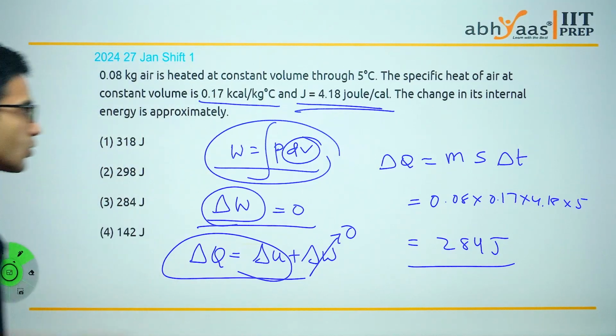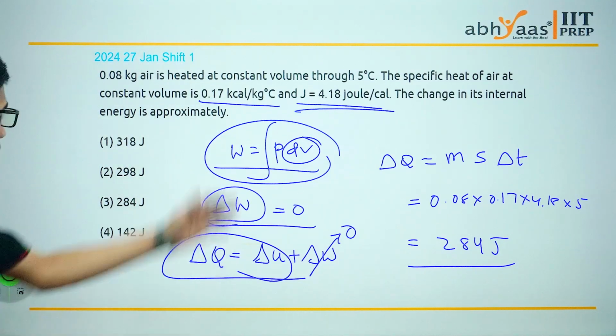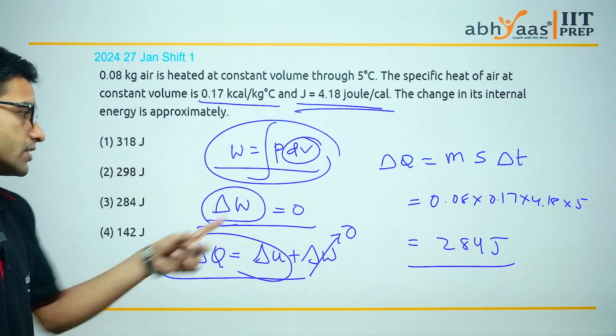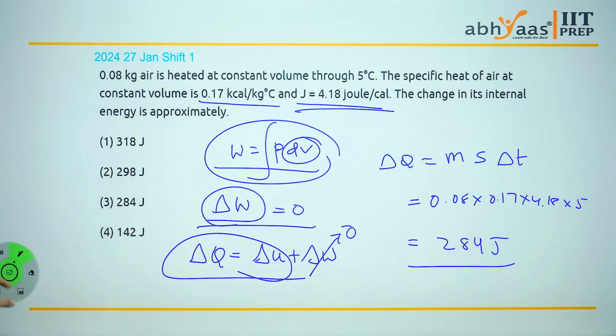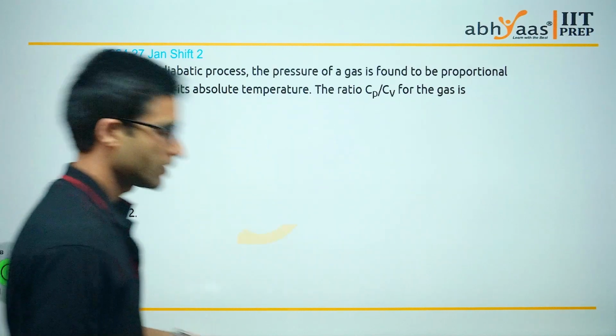Another question is also related to change in internal energy, that is, delta Q equals 284 joules. This is also one of the easiest questions.